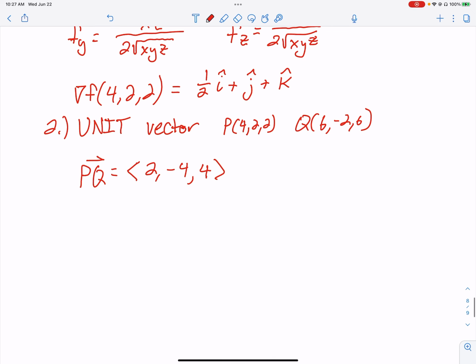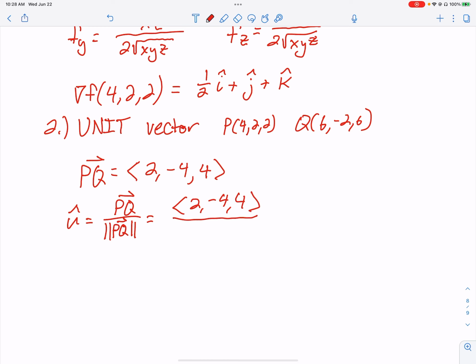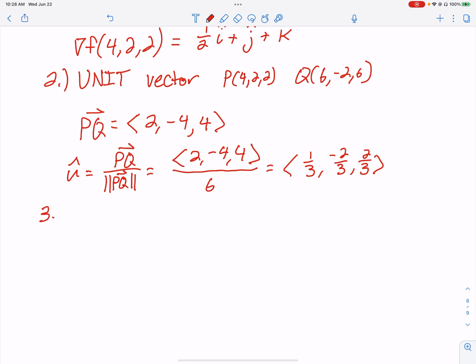We need a unit vector, though, not PQ. So we are going to take the magnitude of PQ and divide by it to create a unit vector. The vector itself is 2, negative 4, 4, and we're going to divide by its magnitude. If I put all that in there, I get a 6. So I get 1/3, minus 2/3, positive 2/3. Then step 3, we find our directional derivative.